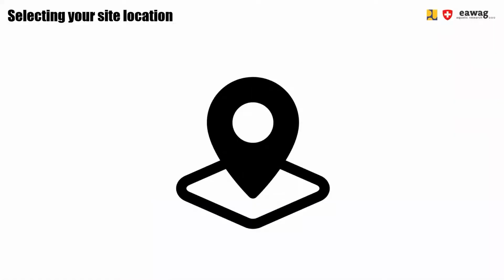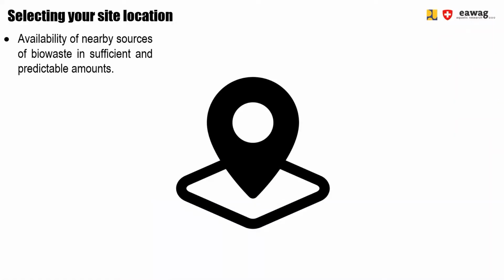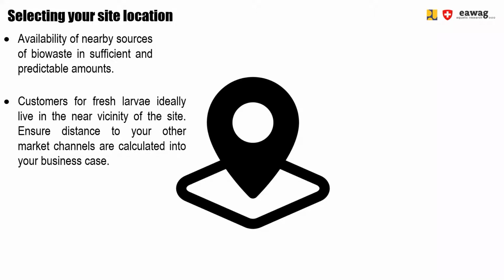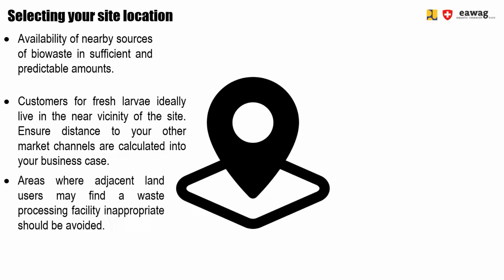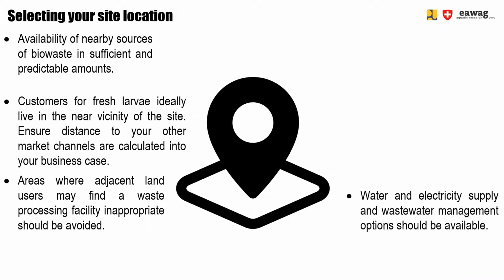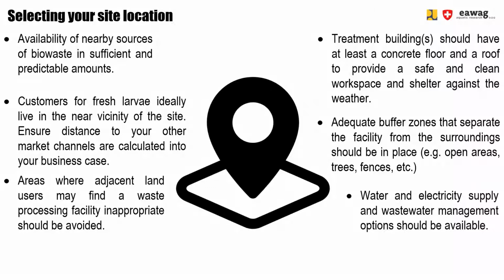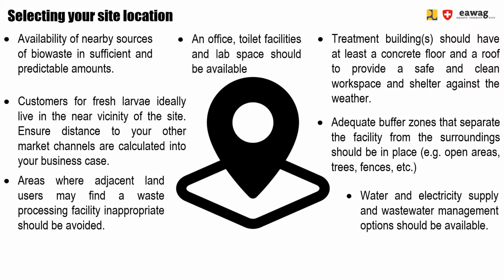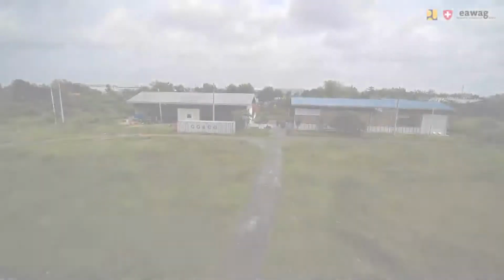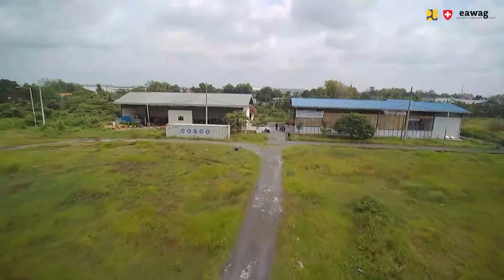So in summary, it's important to ensure that your raw materials and your product market are in the near vicinity of the site. It's important that your activity does not disturb others. You have to make sure that the water and electricity supply are available, as well as a wastewater treatment system. And for the site, you want to ensure that a green buffer zone is available, that your treatment building has at least a roof and a concrete floor, and that there is enough space available for an office, toilets, and a lab.